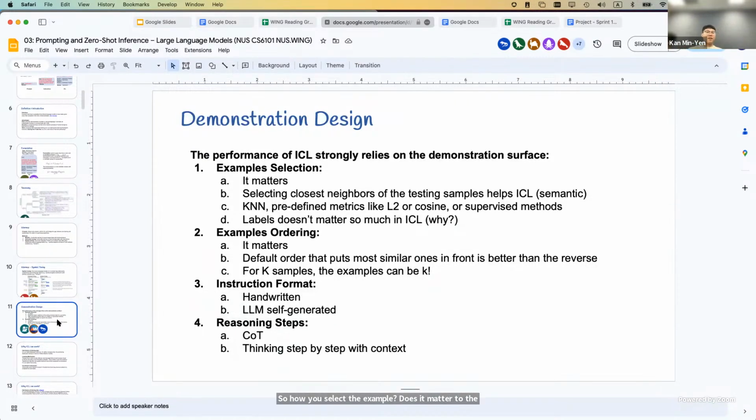It really matters. Most of the research has proved that if you select the semantically close neighbors of the testing samples, it will help improve ICL performance. You can select by a predefined metric like L2 or cosine. But what I mean is about the input of the testing samples, meaning the context, instead of the labels. Research has also proved that the labels don't matter so much for the final ICL performance. That's why, as I said just now, if you randomly assign labels, performance will drop slightly, but not so much compared with assigning the ground truth labels.